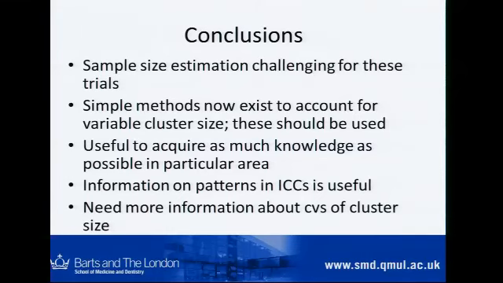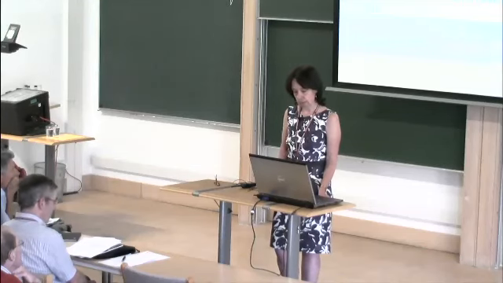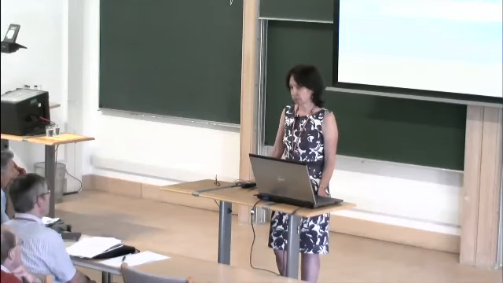The information on patterns in ICCs that we already have is very useful, but we need more information about the coefficients of variation of cluster size. That's if we continue to do them as we are doing them at the moment. There may be other options for the sample size calculations in these trials. Thank you very much.